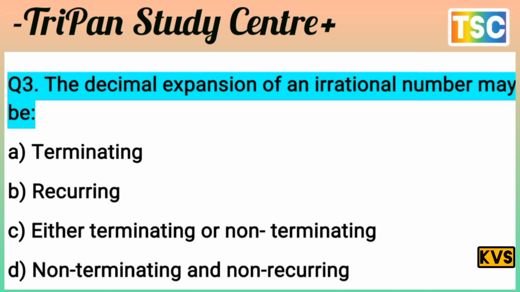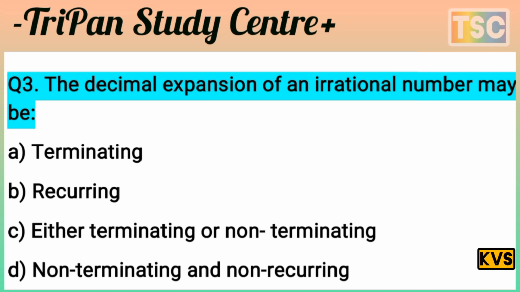Question on your screen, that's important. The question: the decimal expansion of an irrational number may be. The question is clear. The decimal expansion of an irrational number may be: option A, terminating; B, recurring; C, either terminating or non-terminating; and D, non-terminating and non-recurring. That's an important option.